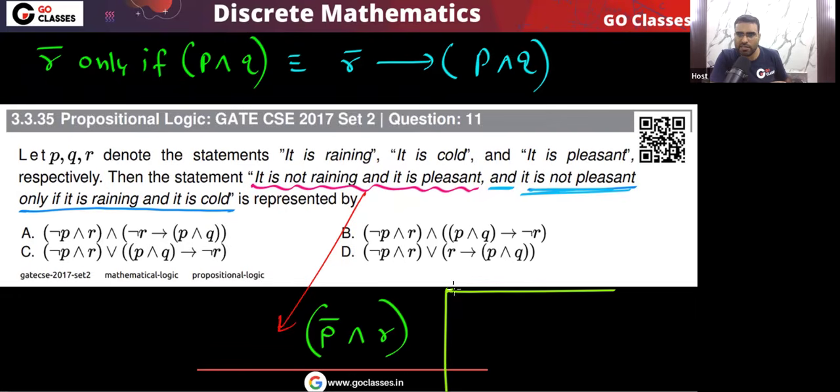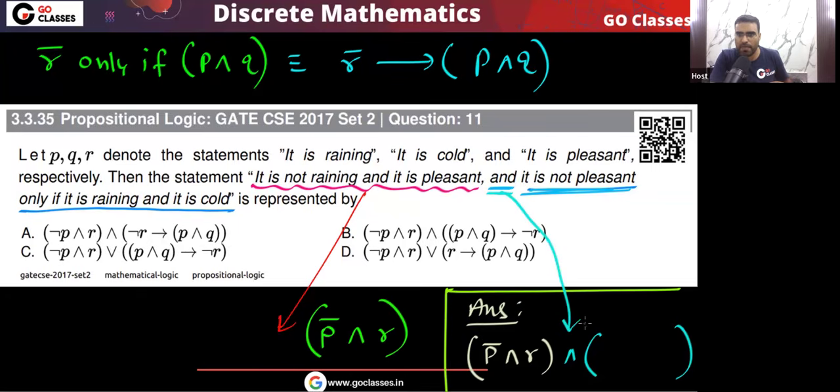That's it. So finally our answer will be what? Remember our final answer, I'm writing it. The answer will be P bar and R, and because there is an and here, you write and, then R bar implies PQ. So this is the answer. Tell me which option is matching. You can see P bar and R, and R bar implies PQ, so the answer will be option A. That's it, very simple question. This is a GATE 2017 question.